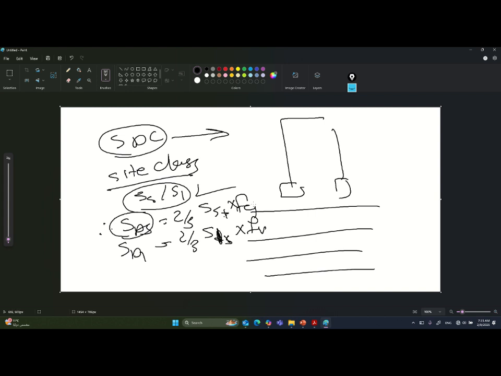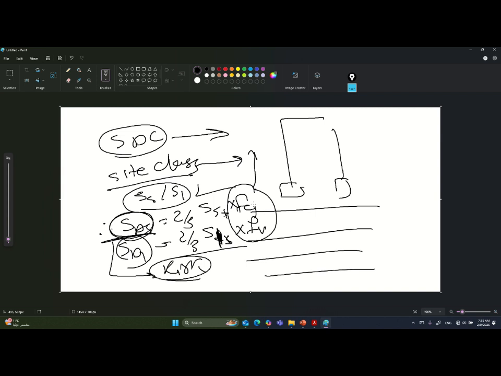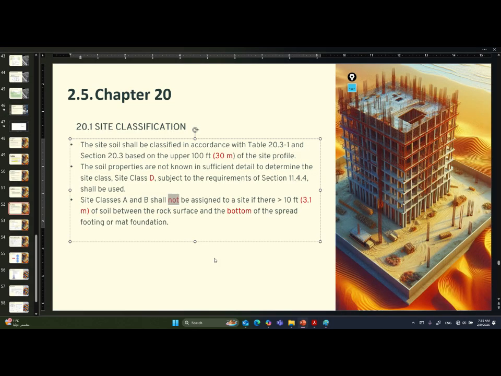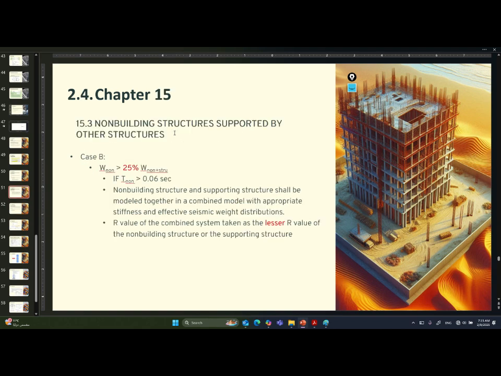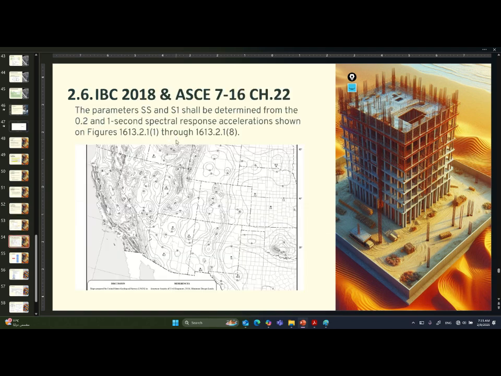After getting the SD1 and the SDS, and knowing the risk category and the FA and FV depending on the site class, I can determine which seismic design category the building is. That is the type of question that you are going to see in the exam. They are very straightforward, but you need to understand the relationship between each one.